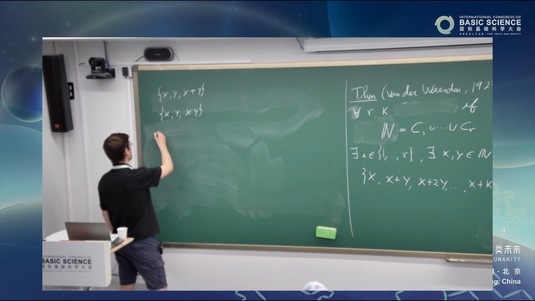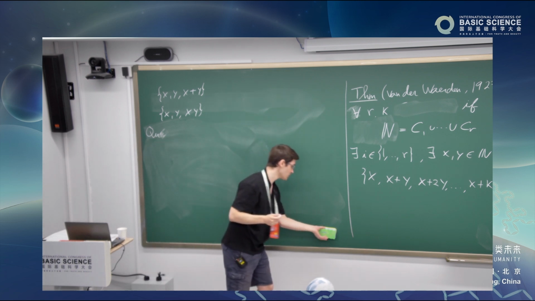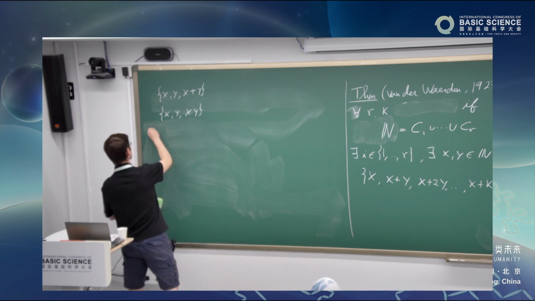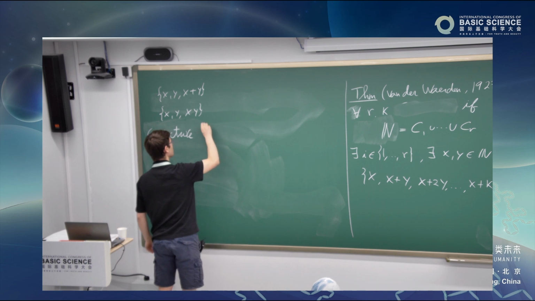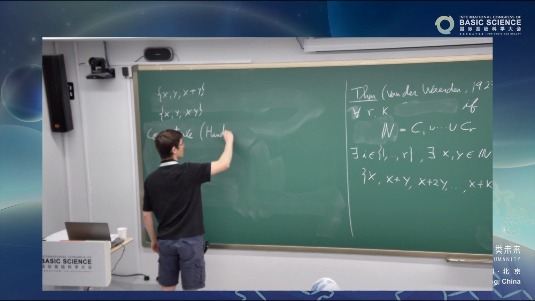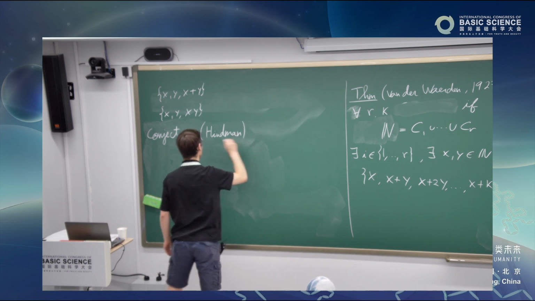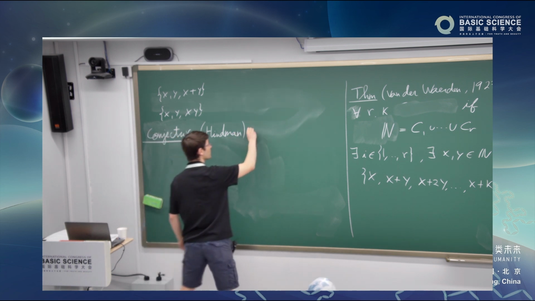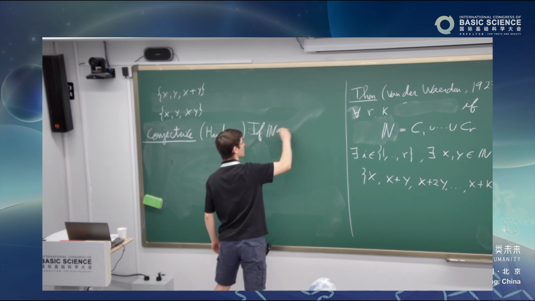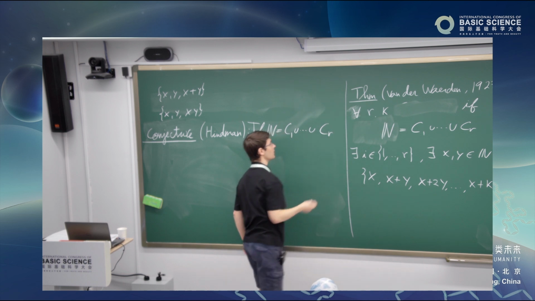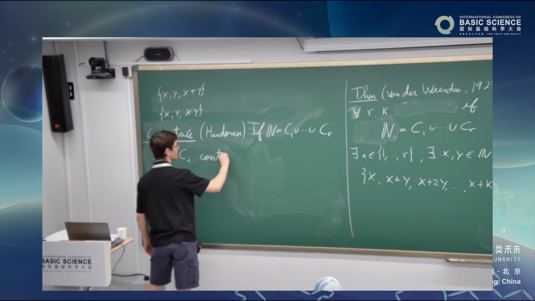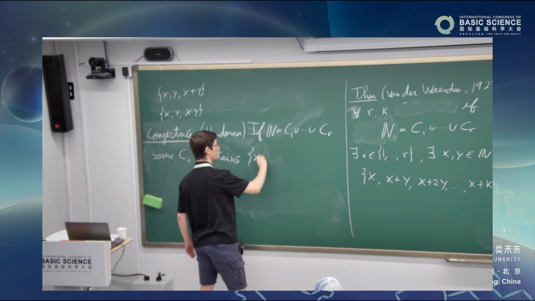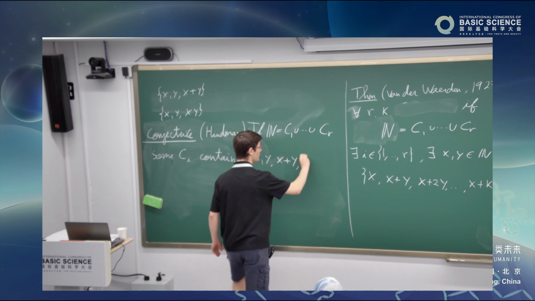And so then this leads to the following question, or maybe I should call it a conjecture. This was asked, I think, at several points by many people, but nowadays it's called the Hindman conjecture. So I won't put the date. And it says the following: if I color the natural numbers with finitely many colors, some Ci contains a pattern of the form x, y, x plus y, and x times y.